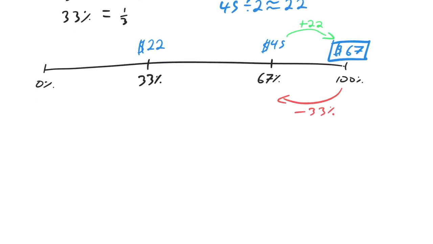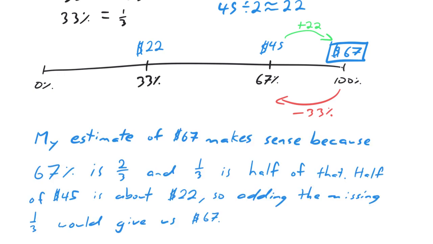And if I had to explain it using words, I might say this. My estimate of $67 makes sense because 67% is 2/3, and 1/3 is half of that. Half of $45 is about $22. So adding the missing 1/3 would give us $67.